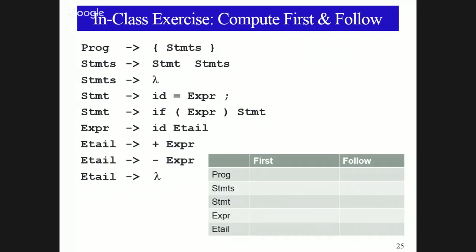Did everyone get the first set at least? I know follow set is a little harder to see. So first set is that first column, right? So let's look at e-tail. E-tail is plus, minus, or lambda. Expression is just ID, right? Statement, ID or if. Statements is statements, which is ID or if, right? And then prog is that open bracket.